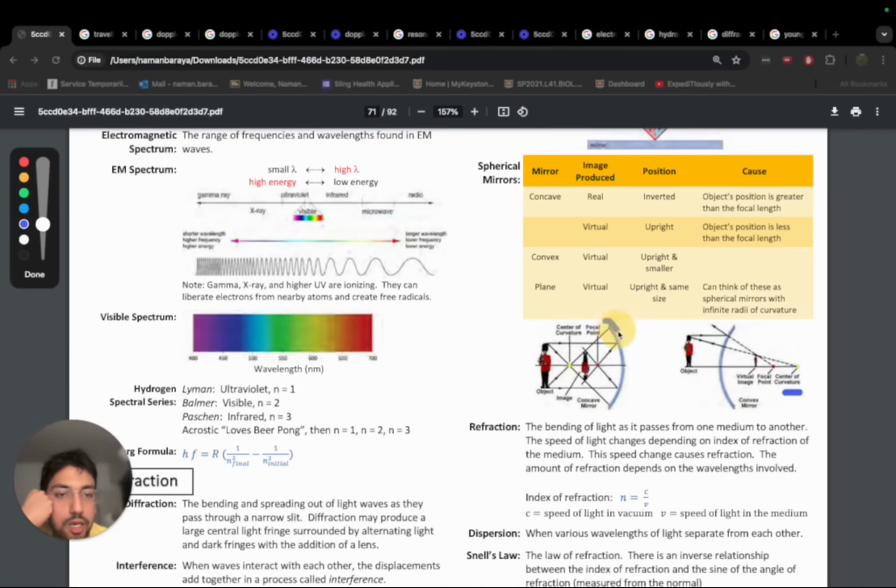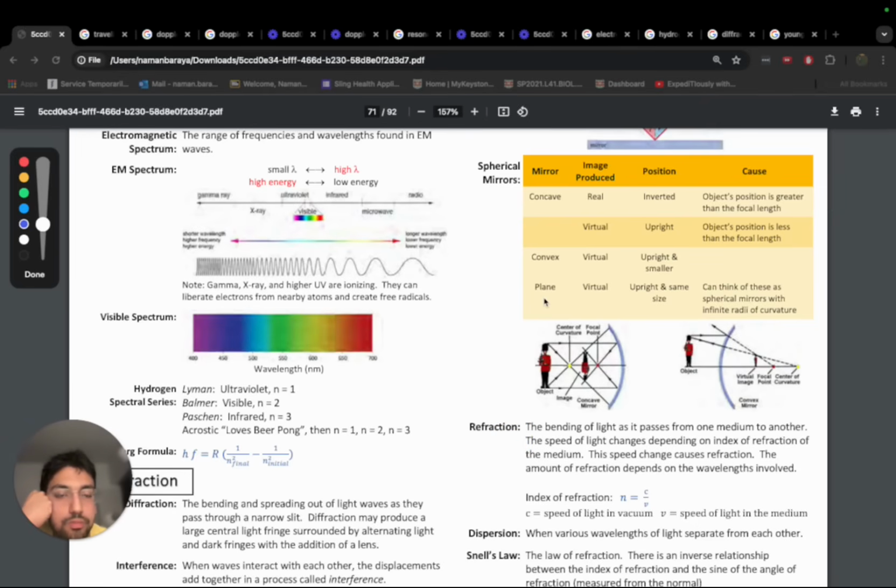These are concave mirrors, so concave looks like a cave. These are convex mirrors. Convex is kind of like a V. I don't know if that helps you, but that's kind of how I think of it. So concave is like you're looking at this, and this is you, and then convex is this is you, and this is the mirror. So that's how you can think of it.